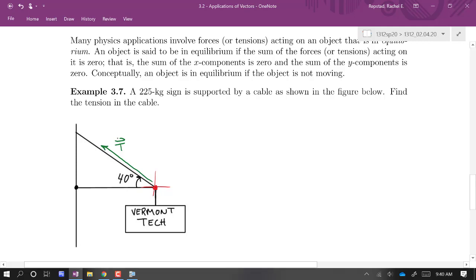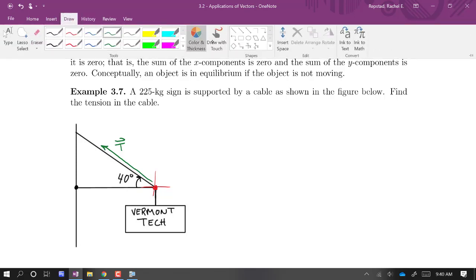Since the sign is just hanging there, that means the y component of the tension is perfectly equaling out the y component pulling down on the sign. If they weren't completely equal, then the sign would either be moving downward, falling, or being pulled up. But it's just hanging there. So those y components have to be equal to each other and opposite, in opposite directions.